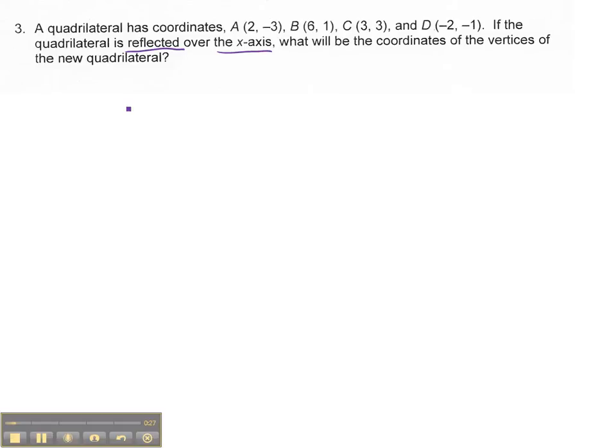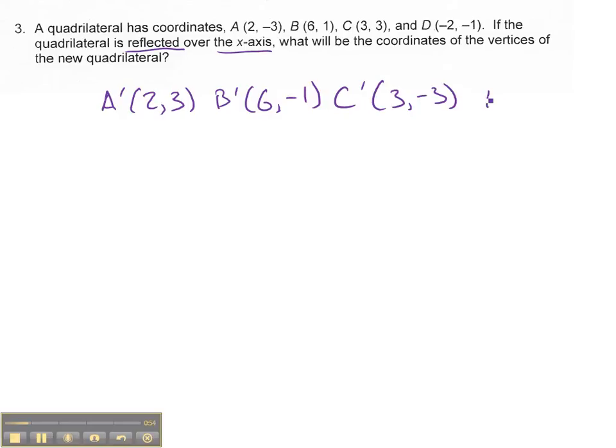But if a figure is reflected over the x-axis, then the x coordinates stay the same and the y coordinates change to their opposites. So, for example, the reflected A prime would be at 2, positive 3. B prime would be at 6, negative 1. C prime would now be at 3, negative 3. And D prime would be at negative 2, positive 1.